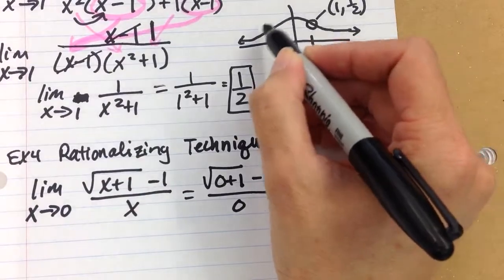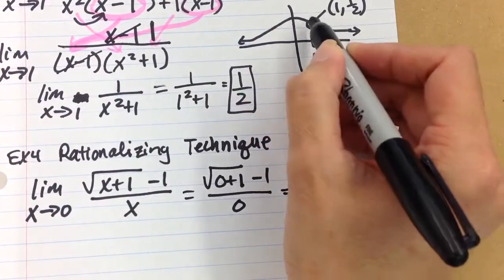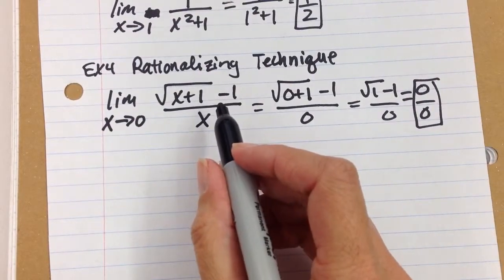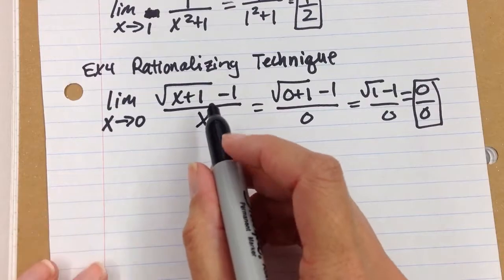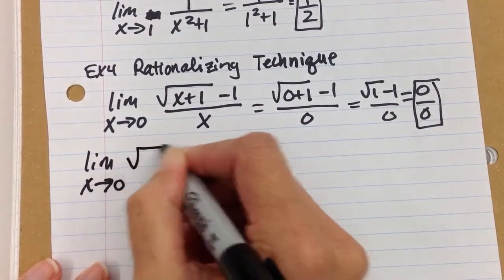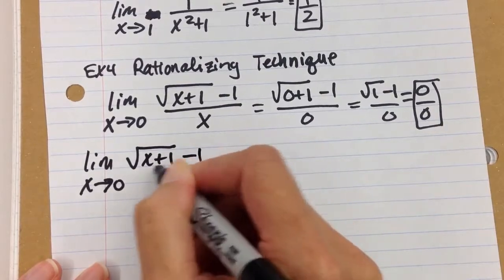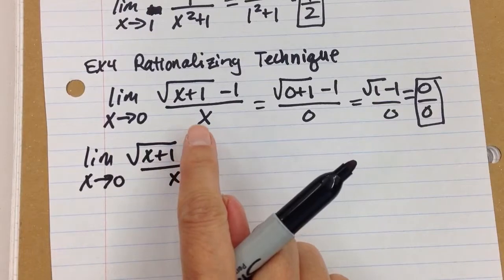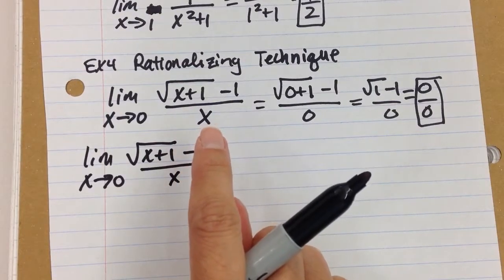But we want to look at what's going on around 0, to the left of 0 and to the right of 0. So to do that, if we can get something to cancel, this is going to work. And we are going to get something to cancel. So let me rewrite this. Limit as x approaches 0 of the square root of x plus 1 minus 1 over x. Let's get this to cancel by multiplying by the conjugate.